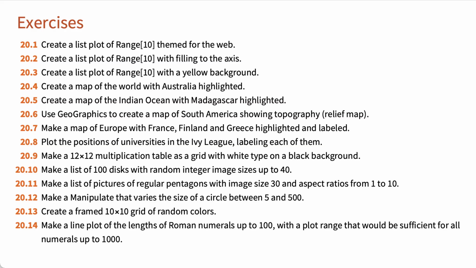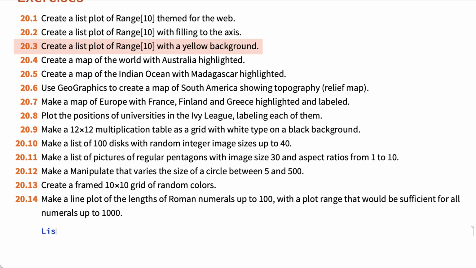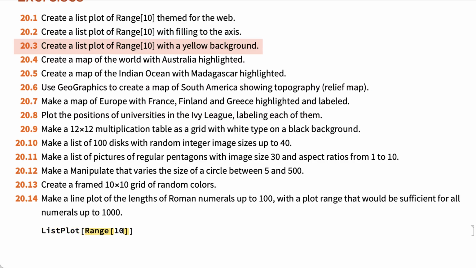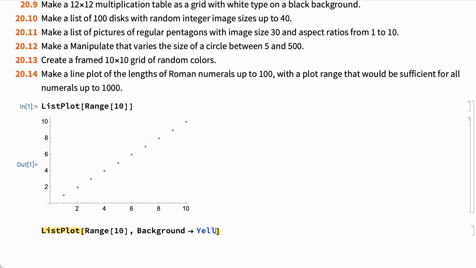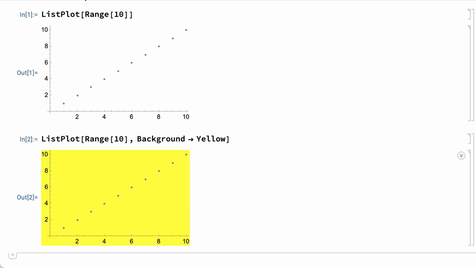As an example, consider exercise 20.3. Create a list plot of Range[10] with a yellow background. Start by using the ListPlot function to make a list plot of Range[10], and then edit that input to include the Background option to add a yellow background.